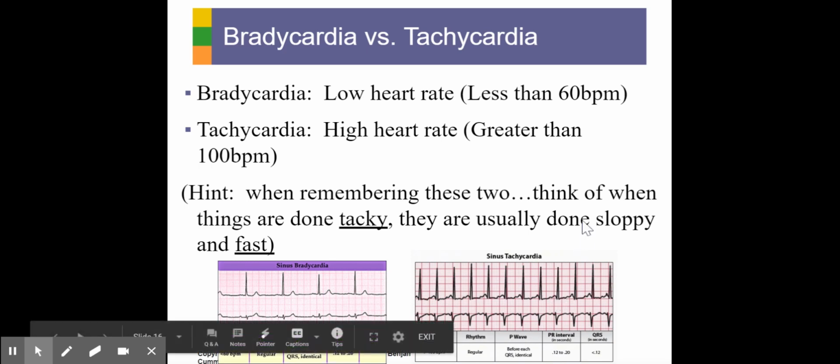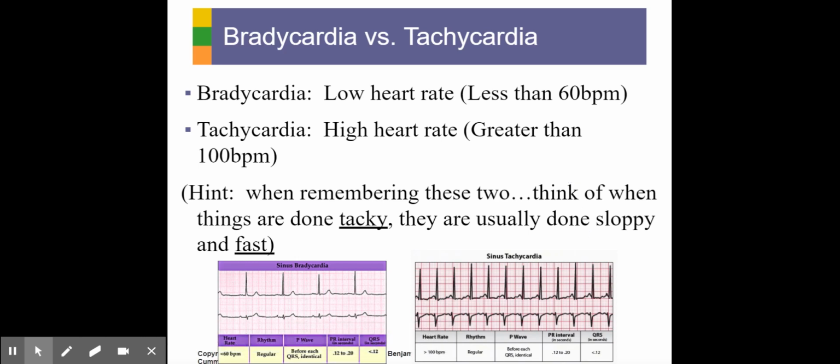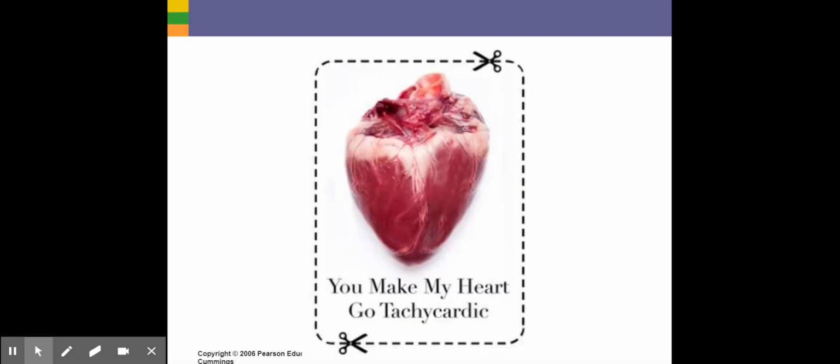All right, you can see the two rhythm strips here at the bottom. So you've got bradycardia on the side. You've got huge distances between your EKG waves. And then over on the right-hand side, you see tachycardia. Those waves and those peaks are kind of stacked up against each other because the heart is beating much faster in those cases.